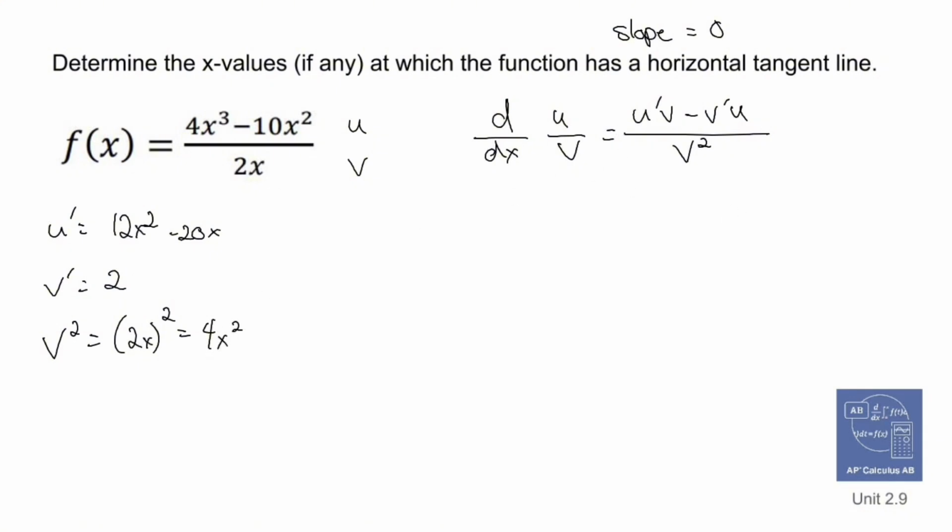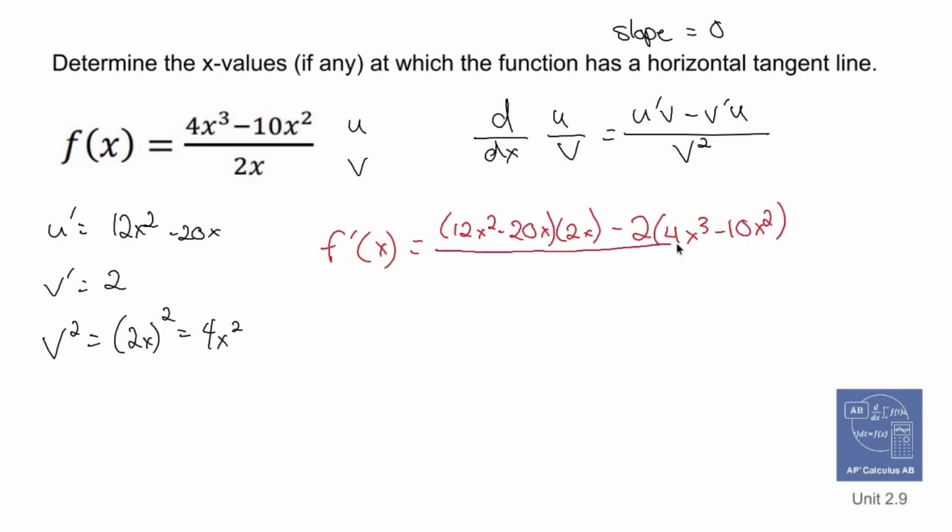Now let's set this all up. F prime of x is going to equal u prime v, so u prime was 12x squared minus 20x times v, which is times 2x, minus v prime. V prime was just regular old 2, times u, which was 4x to the third minus 10x squared, and that's going to be all over 4x squared.